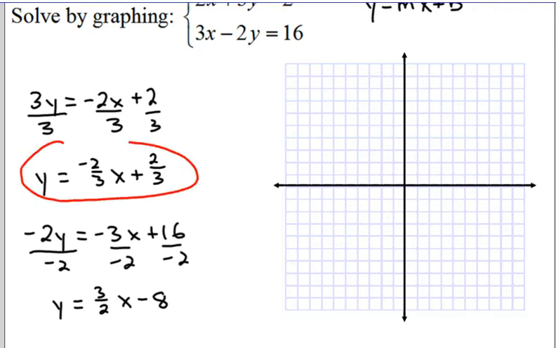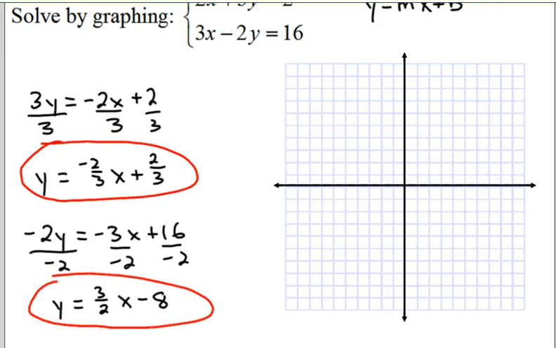So here are both my lines in slope-intercept form. Guys, isn't it cool that in a previous unit we learned how to put linear equations in slope-intercept form and graph them? Now we're just putting those two things together.